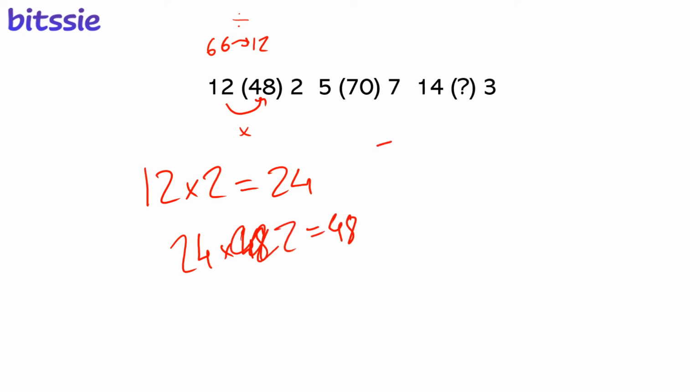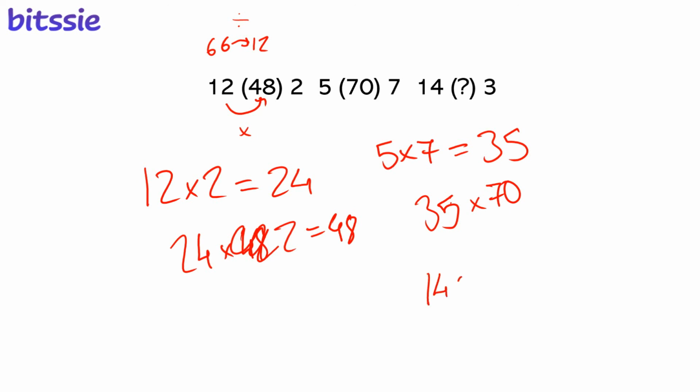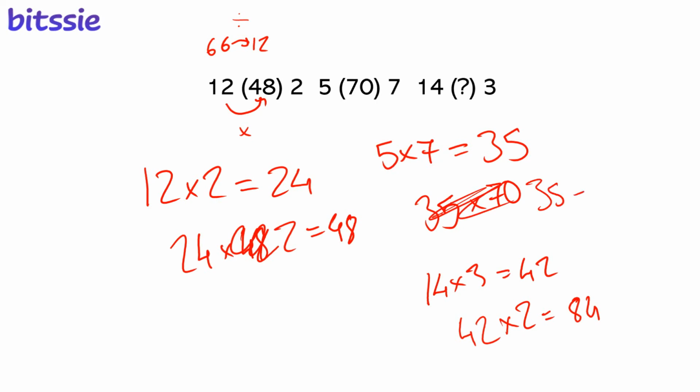Then we can do 5 times 7, which gives us 35, which we can double to get 70. So let's try this with our last set of numbers. 14 times 3 gives us 42, and then 42 times 2 gives us 84, meaning 84 is our answer.